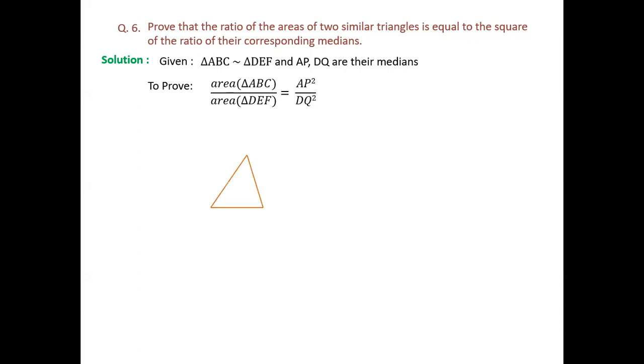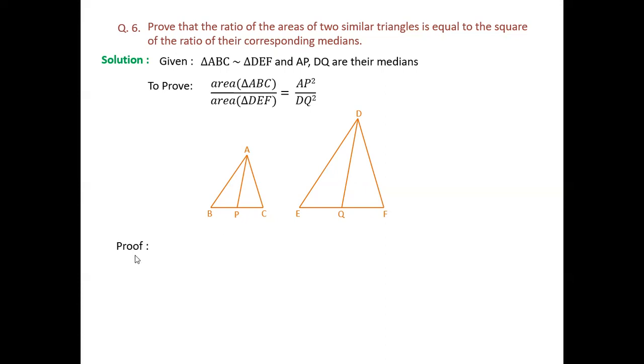Now, this is triangle ABC, and you have another triangle DEF. Now we draw the median. Median is the line segment joining the midpoint of a side to the opposite vertex. So let us draw it. This is your median because this is the midpoint, so let's name it P. Now let's draw the midpoint of this side and join it to the opposite vertex, the median of this triangle, and name it Q. So AP and DQ are the medians.